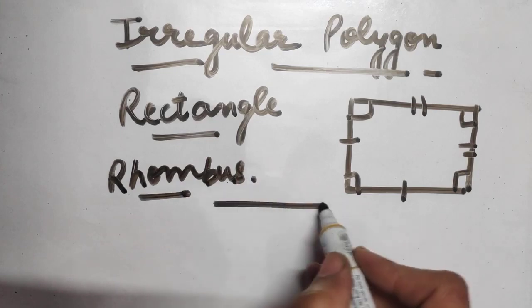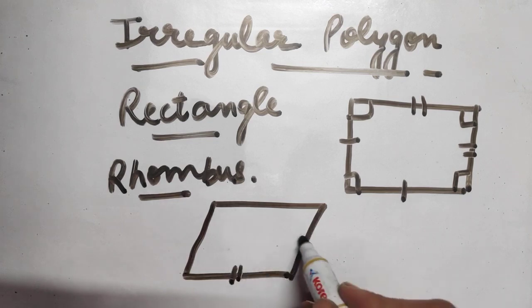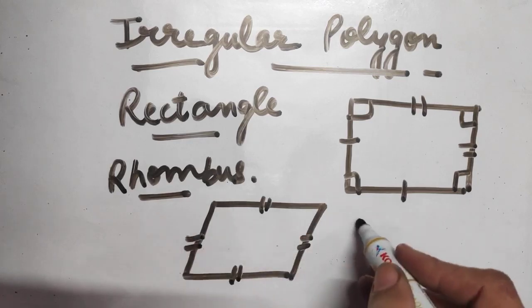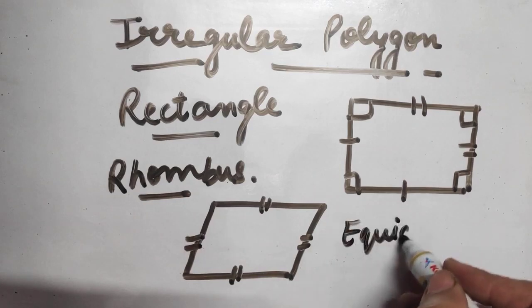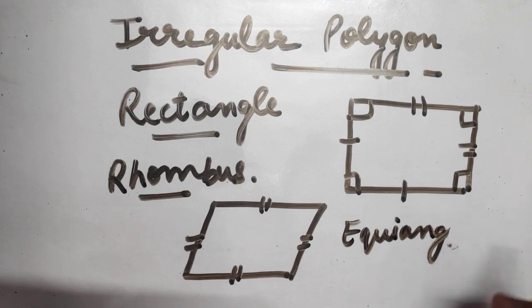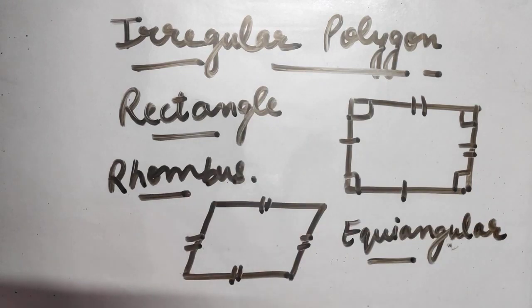In a rhombus, all the sides are equal, but the angles are not equal. So a rhombus has all the sides equal, but it is not equiangular. It means angles are different, but sides are equal. So it is again an example of an irregular polygon.